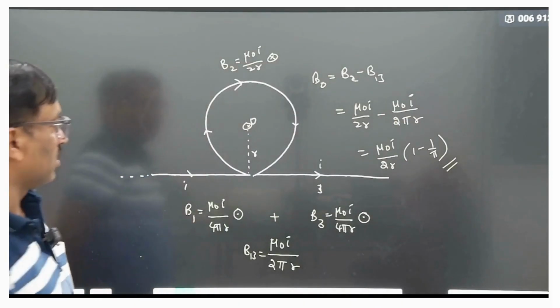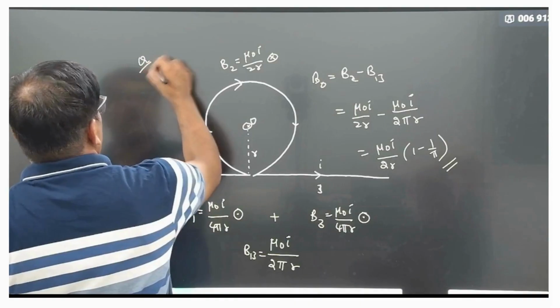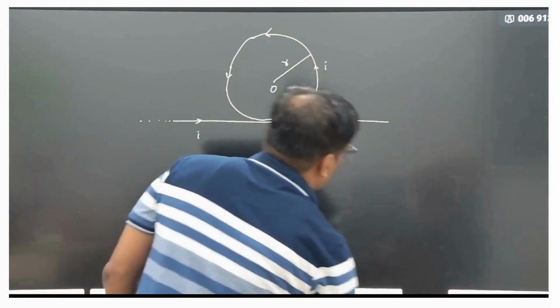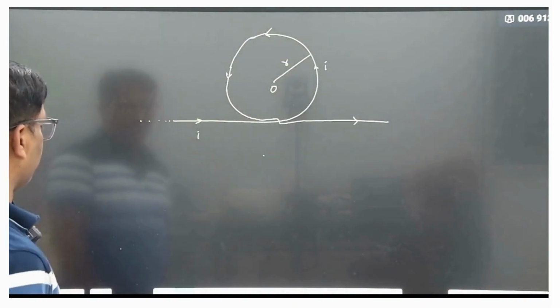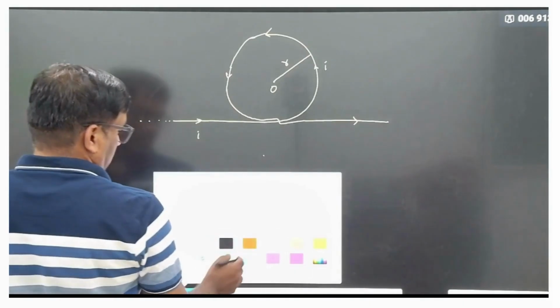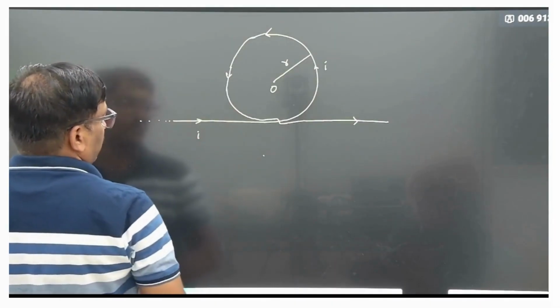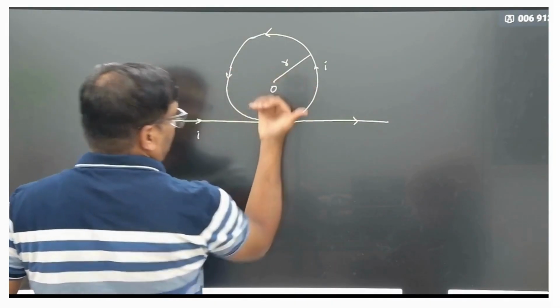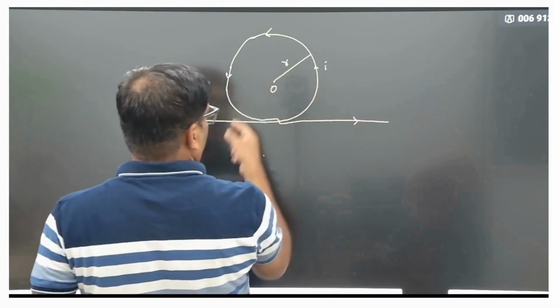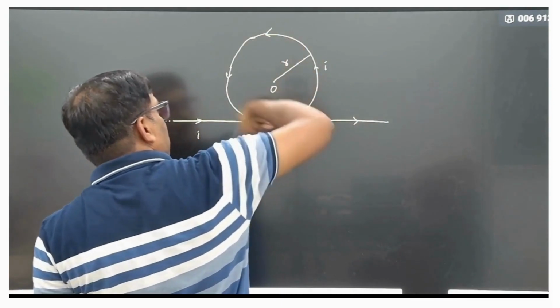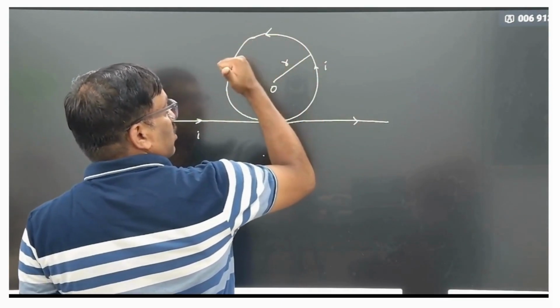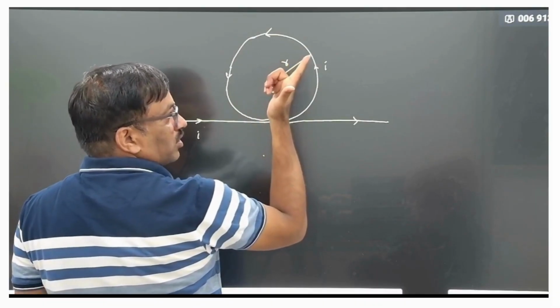Clear, students? Very interesting question, no? Right. So one more question. Suppose, here exactly, you can try this question. This is your magnetic field, it is outward. This one is also outward, coming like this, so this is your direction. All to be added.